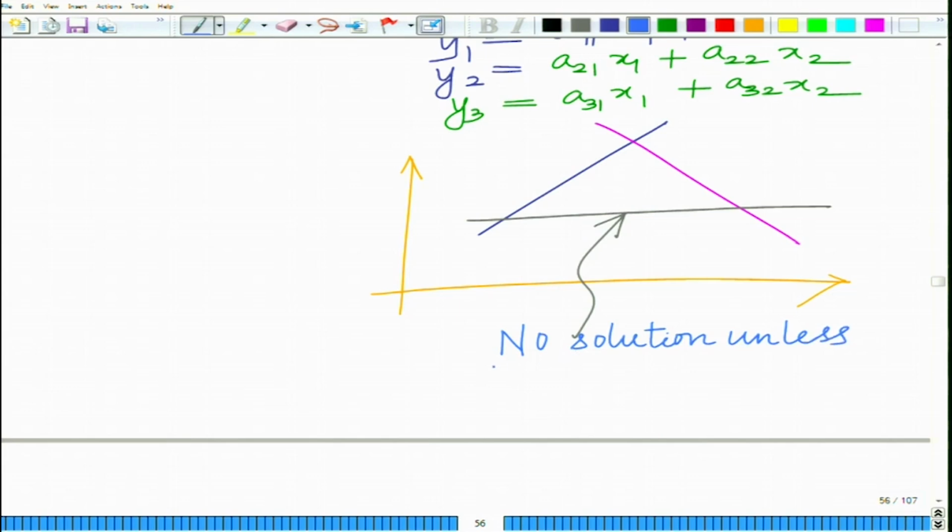There is no solution unless all the lines intersect at a single point. So you have 3 equations, 2 unknowns, and frequently if you take 3 lines at random, they will naturally not intersect. It is highly unlikely that they all intersect at a single point, which means there will be no solution. So in such a scenario, you will have to find an approximate solution, by which I mean some solution that best fits the model, or best explains the observed vector y.